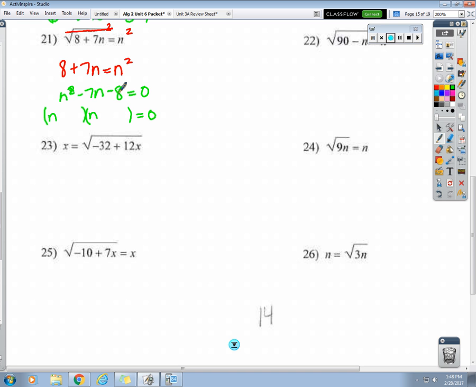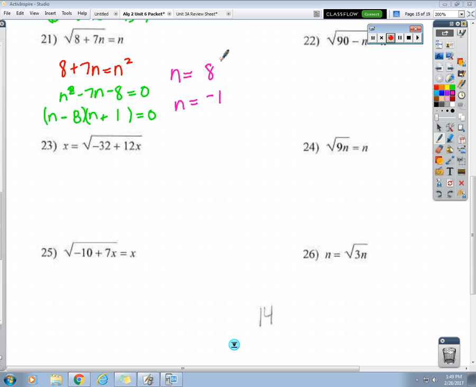So what are some numbers that multiply to 8? 8 and 1, and yes, to make them add up to a negative 7, this needs to be a negative 8, and that needs to be a positive 1. So then your final solutions would be what and what? 8 and negative 1. Now check each one of those in the original equation to see if both of them are real or if any of them are extraneous.